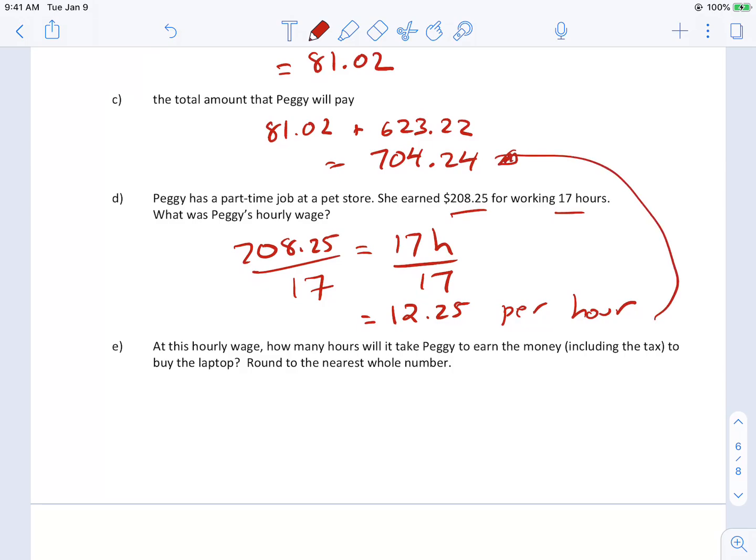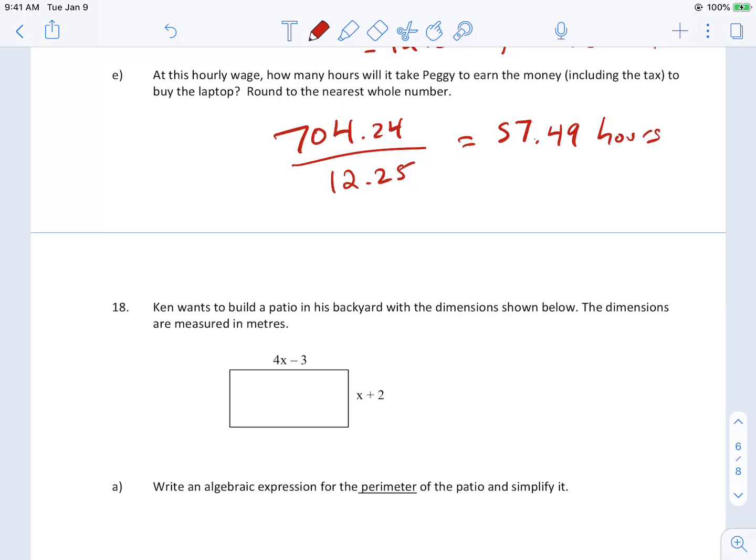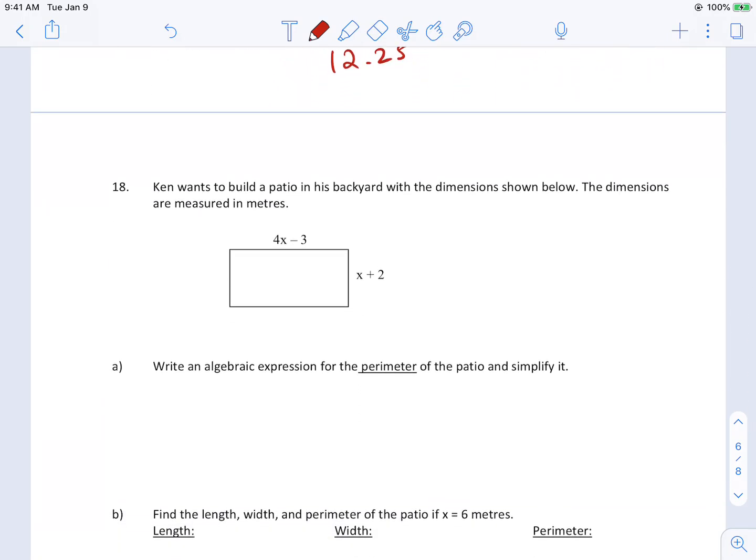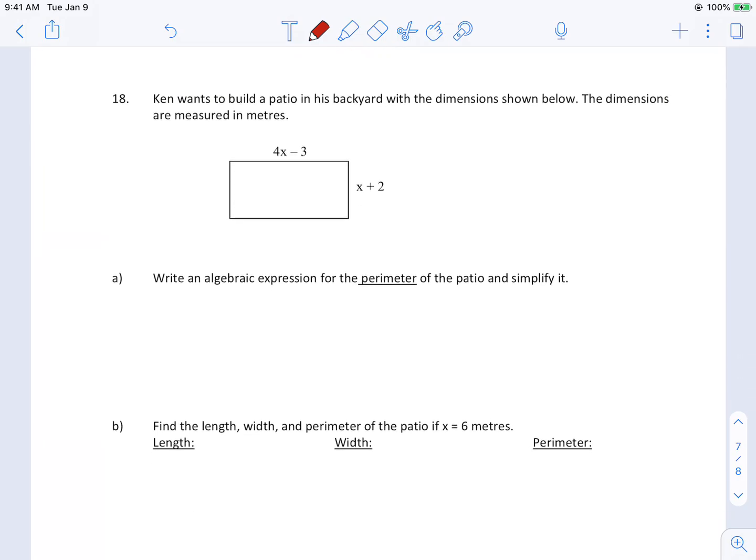Man, she better really want this laptop. So we have $704.24. We're going to divide that by how much she makes an hour. So we're going to take our $704.24, divide it by that, and let's see what we get. Ooh, whole lot of time. 57.49 hours. Okay, perfect. Let's take a look at Ken.